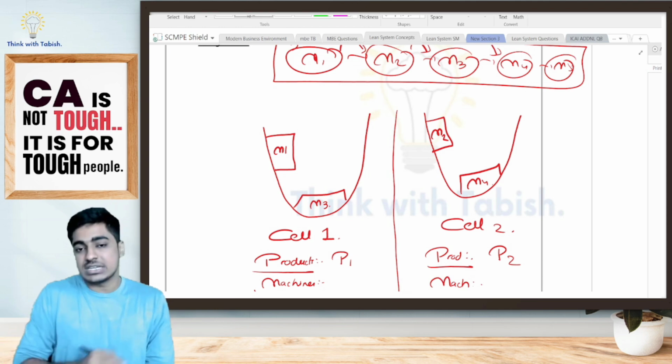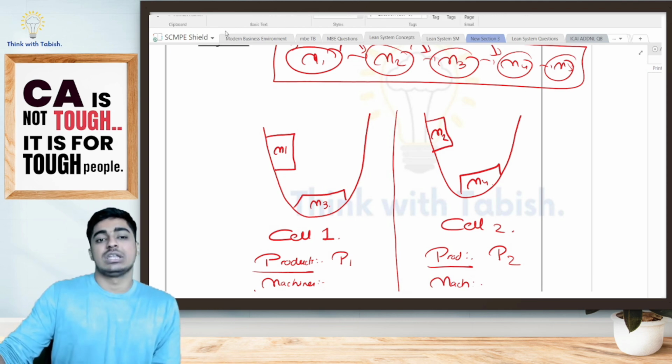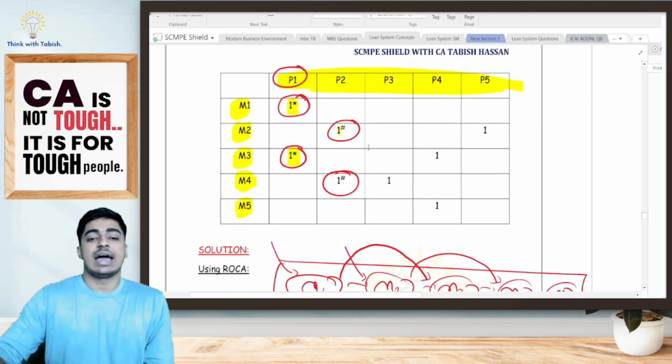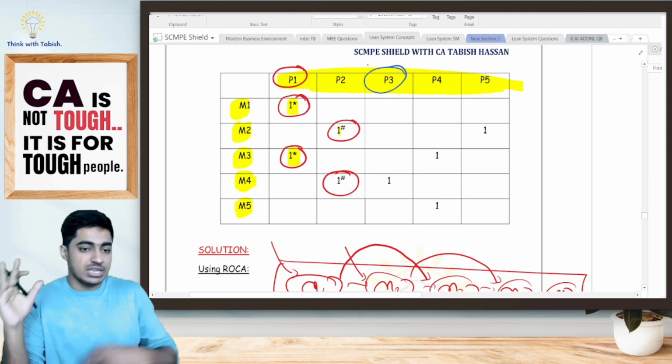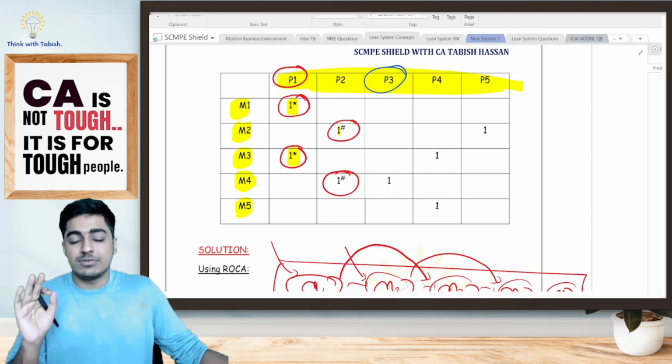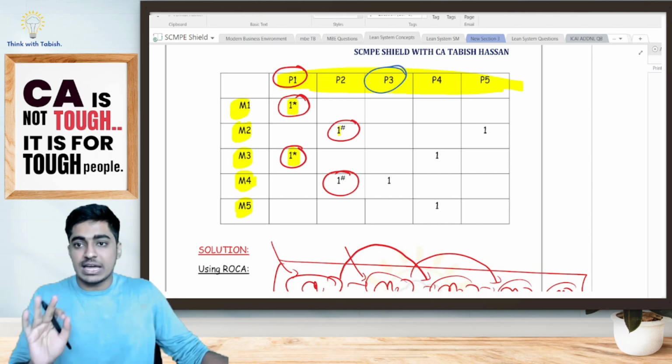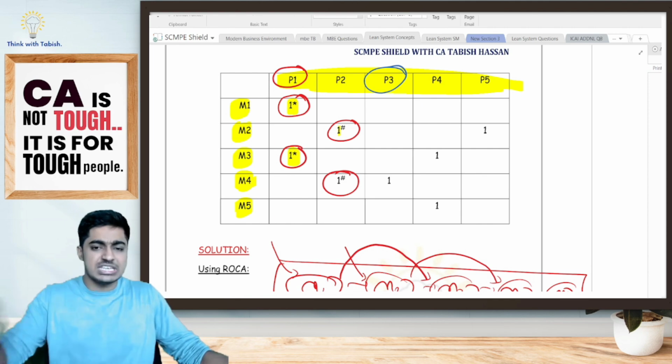Till now things are clear, students. Any doubts? Now, let's proceed further. I want to produce product 3. To produce product 3, I want machine number 4. That one machine is sufficient.